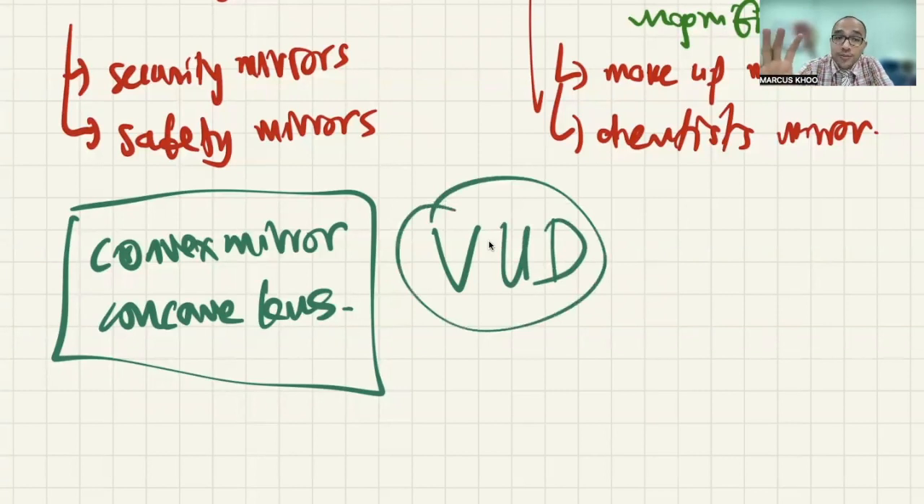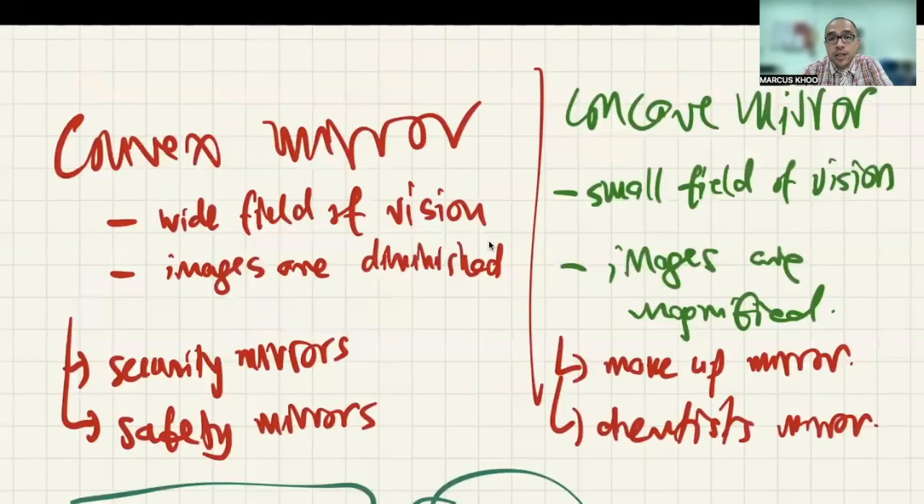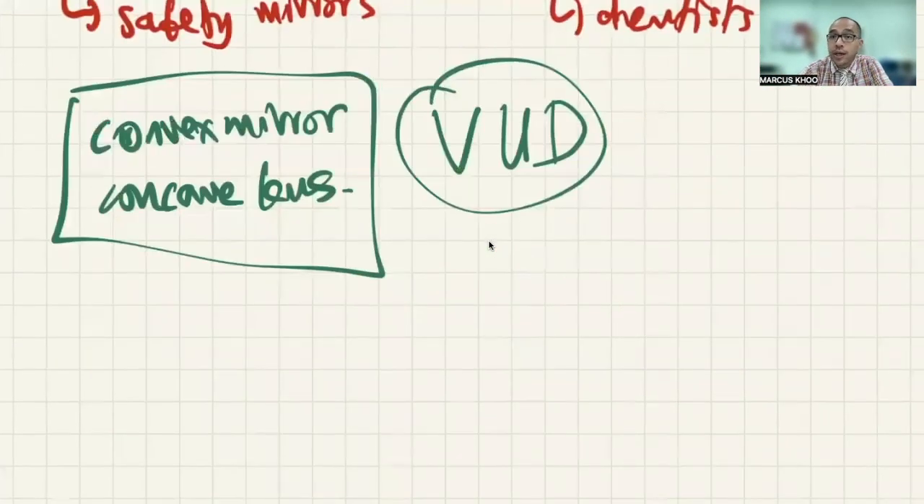Whether it's a convex mirror or a concave lens, no matter where you put the object, the image will always be virtual, always upright, always diminished. And this is the only time where you will see VUD. You don't see VUD here. It's real, inverted, and so on. The only time you see VUD is when you use a convex mirror or a concave lens. So you have to remember this as a set.